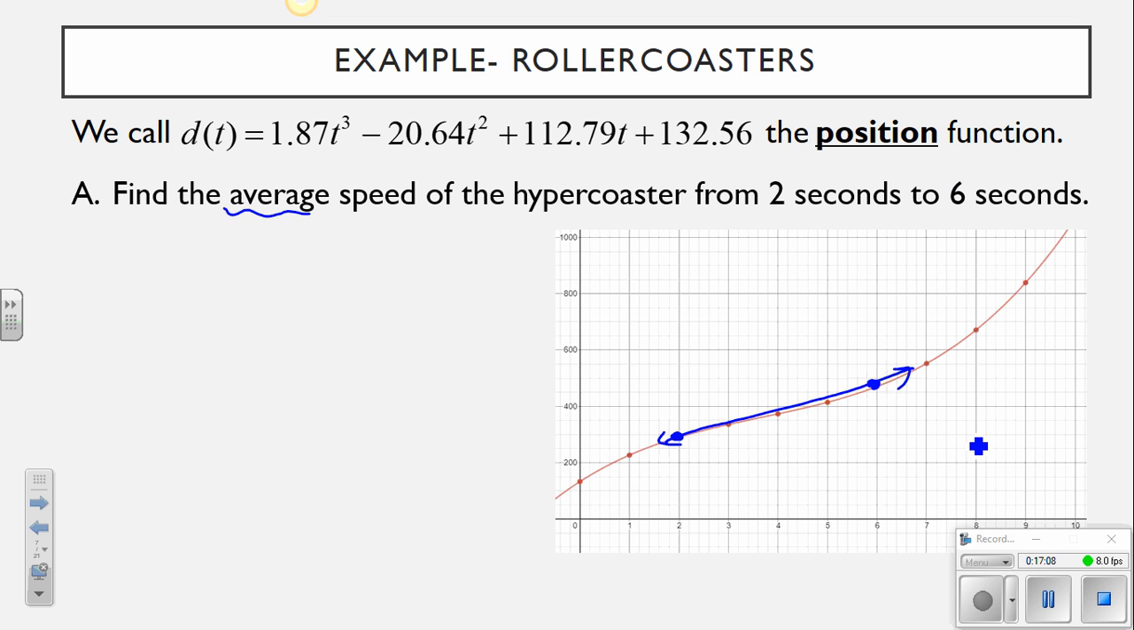When I'm asking you for average speed, what am I basically asking you to find? The slope. D of 6 minus D of 2, over 6 minus 2. So you're going to have to use your calculators, by the way. Unless you can cube 6, times it by 1.87, subtract that from 20.64 times 6 squared, then add 112.79 times 6, and then add 132.56 to that.